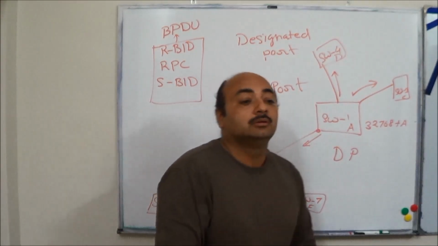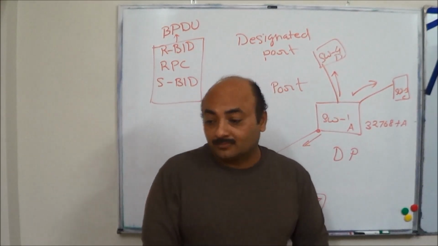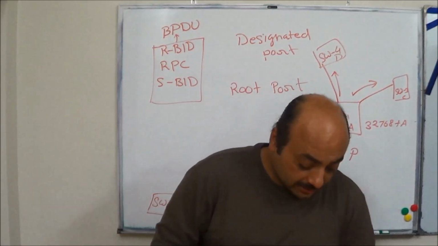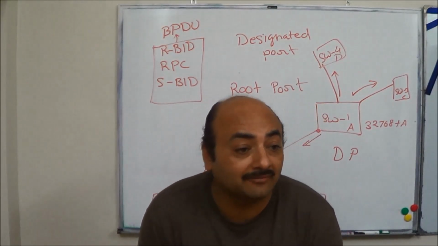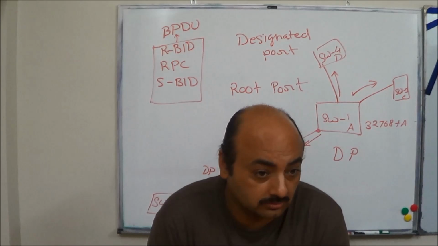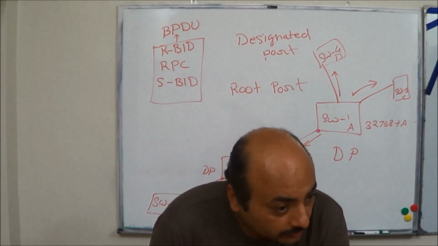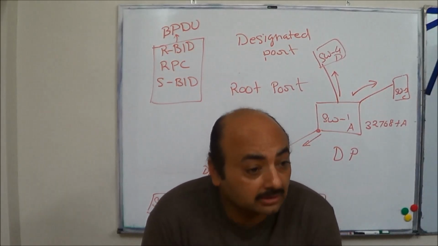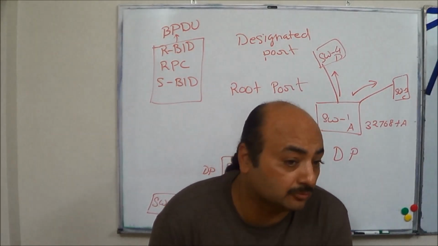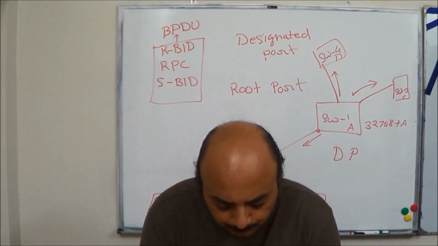That's clear? Alright. Now, let's go back to that question. There are 500 switches in a network. How many root bridges? One. How many non-root bridges? 499. But now let's come to another terminology.